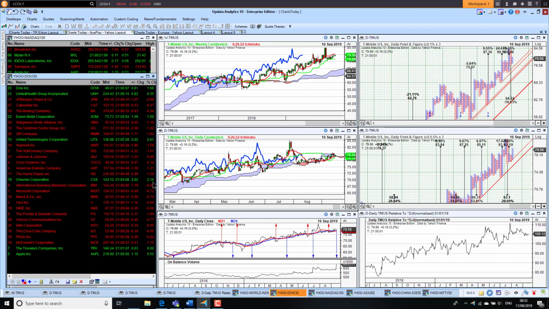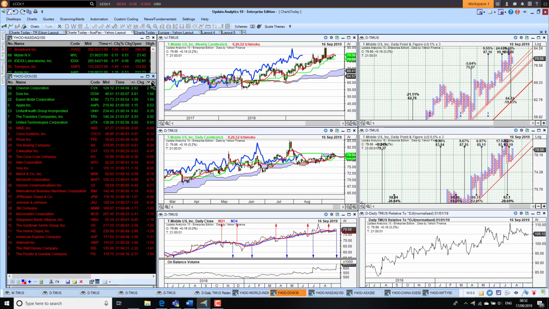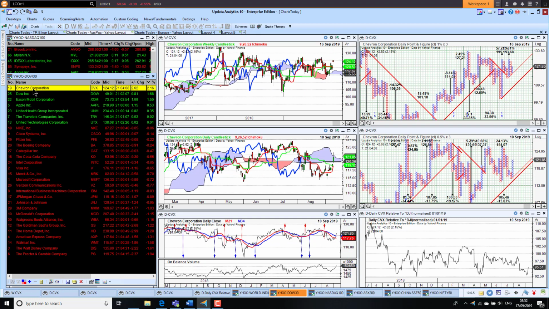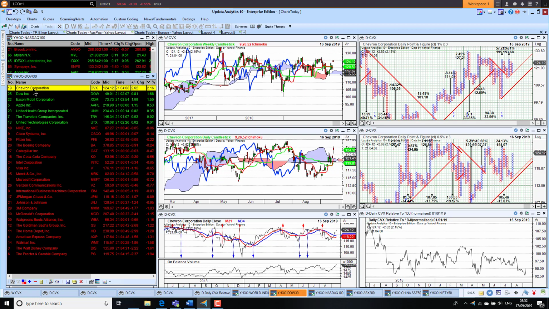So we start by looking at the Dow 30. The best performer, just click on the percentage change. Chevron was the best performer yesterday. No surprises there with that rise in the oil price. Still not performing great on the relative, but looking like Chevron might be poised for a break.